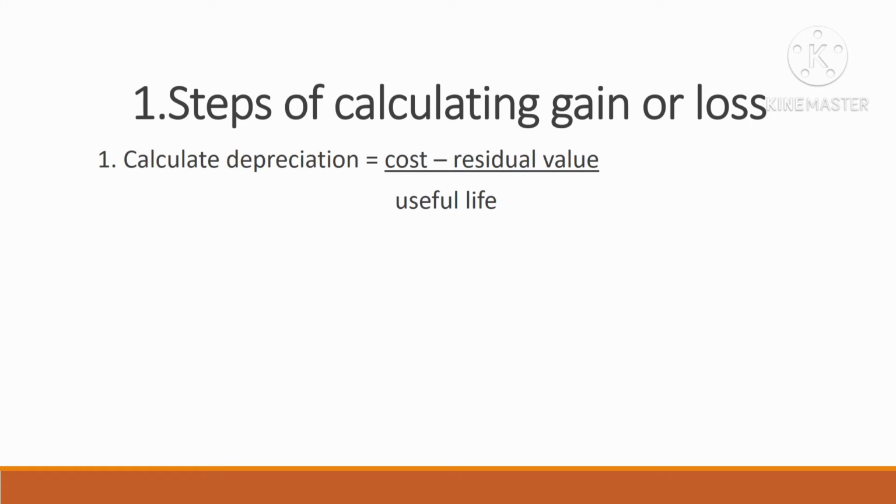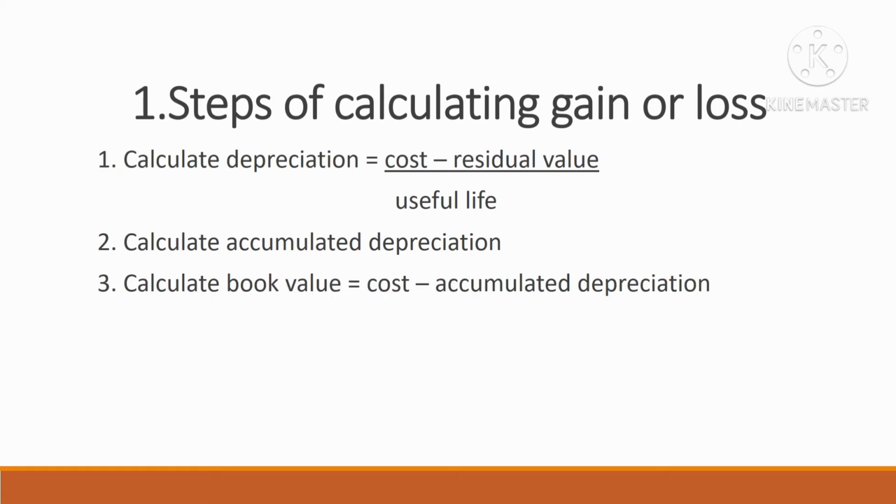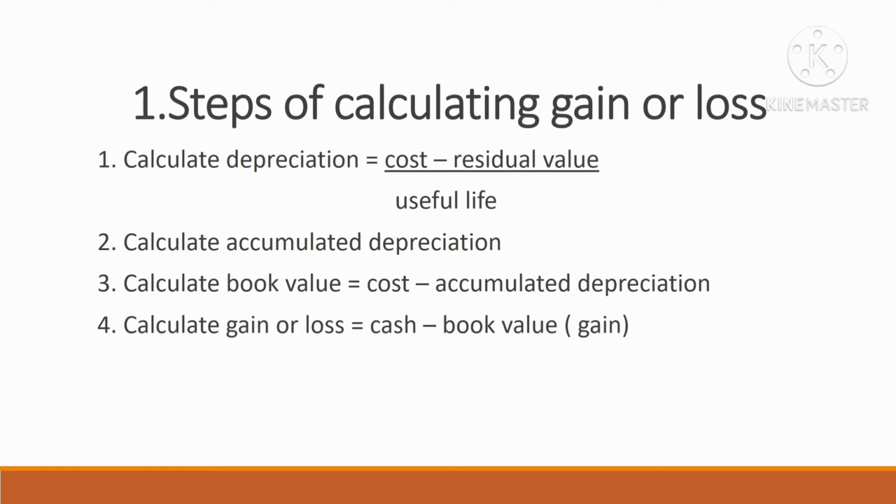Now we have to calculate gain or loss. There are a few steps of calculating gain or loss. Number 1, we have to calculate depreciation. Number 2, calculate accumulated depreciation. Number 3, calculate book value because we want to compare with cash received. And number 4, calculate gain or loss. So, when cash is bigger than book value, we get a gain. When book value is bigger than cash, we will get a loss.